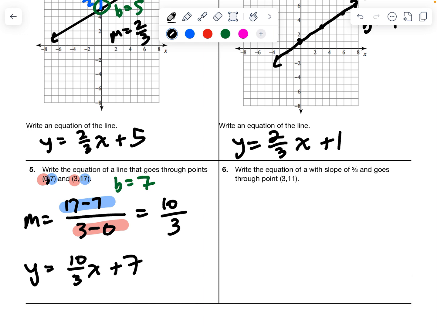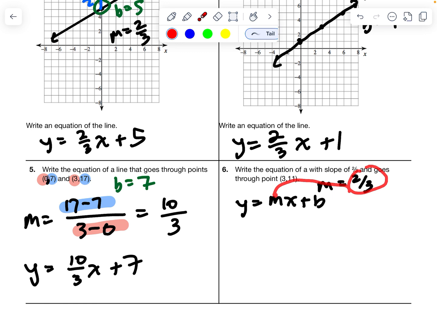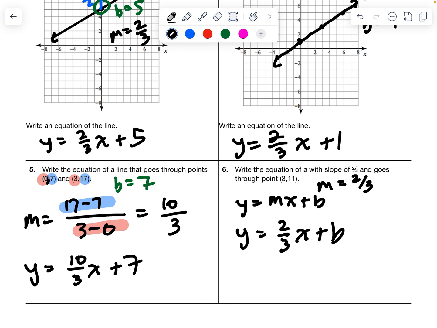This next one is a lot harder, and it's a little bit more different. So here I'm given slope. I know that slope is 2 thirds, and I know that my equation is mx plus b. So I can take that 2 thirds and I can put it in for m. Our essential goal here is to write the equation of the line. So y equals 2 thirds x plus b. But the problem is my ordered pair here is not the y-intercept. So we do not know the y-intercept. So we have to solve for the y-intercept.